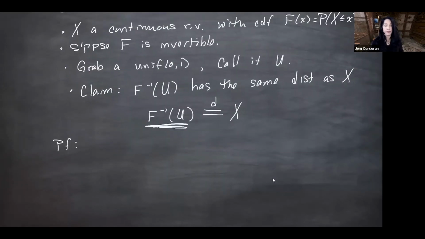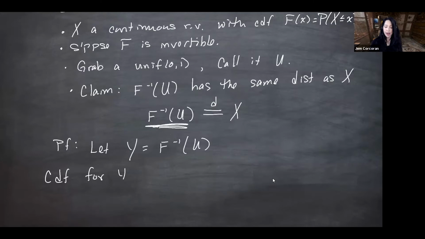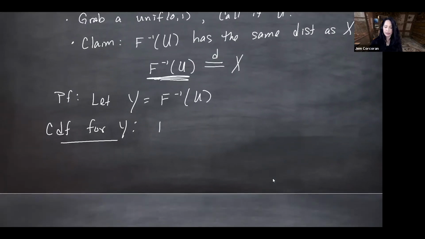So this is a new random variable, and I'm going to call it Y. I'm going to let Y be F inverse of U. And let's look at the CDF, the cumulative distribution function for Y. So I'm going to denote it by a capital F sub Y of y. And this is going to represent the probability that Y is less than or equal to little y. And all I know, the only information I have is that capital Y is this F inverse of U.